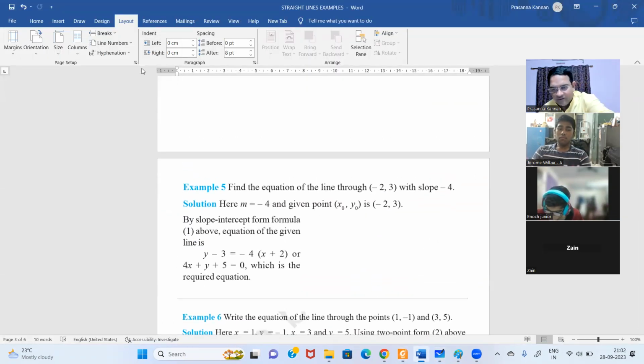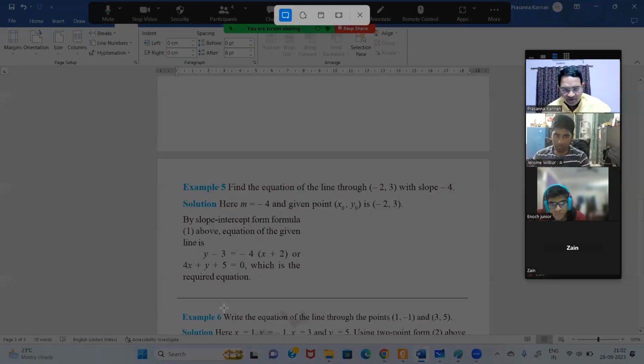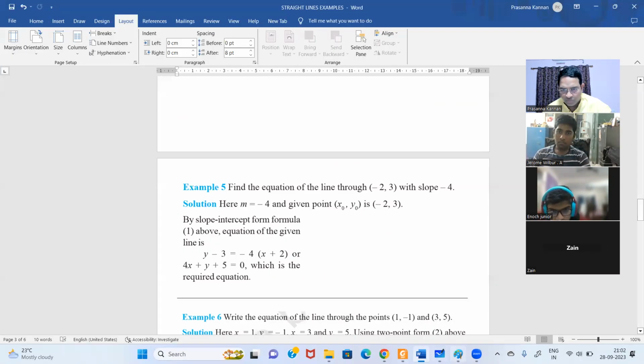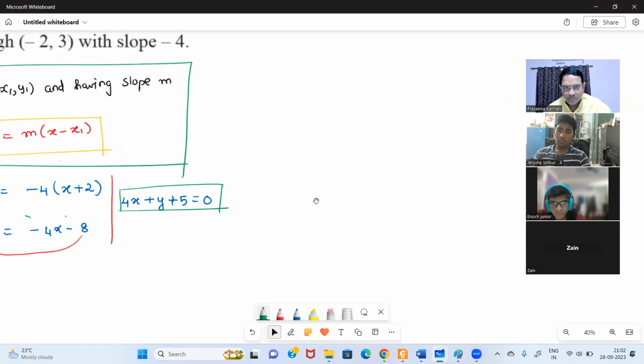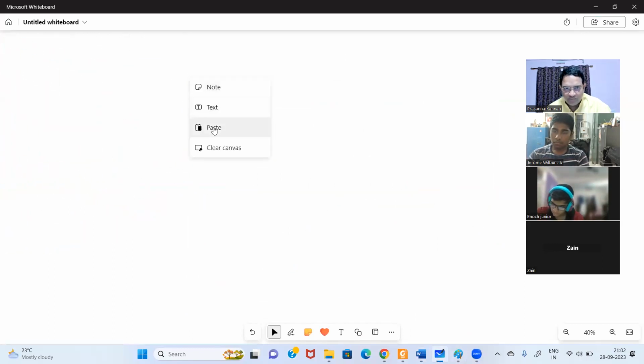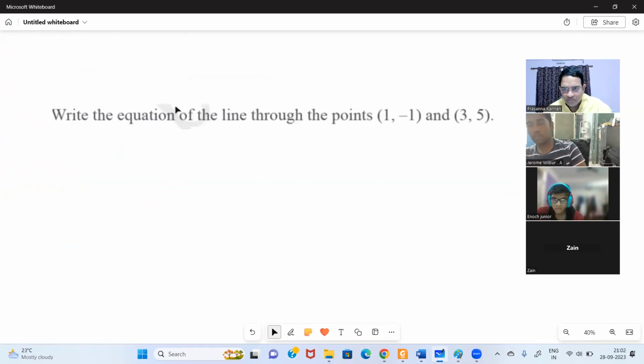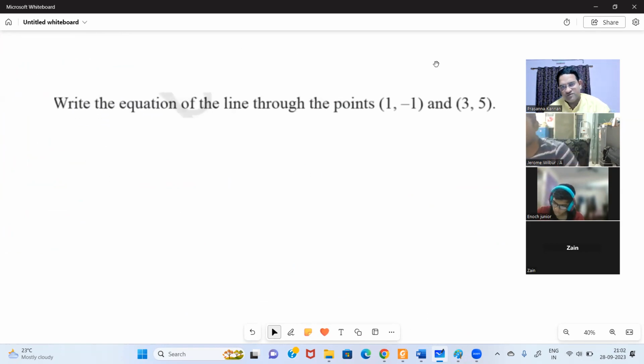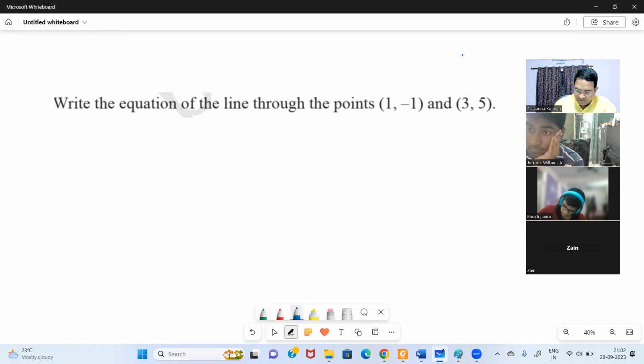Now find the equation of the straight line that's passing through 2 points. Have you taken this down? Can we move on to the next question? Yes, sir. Find the equation of the line passing through 2 points. So let me call these 2 points x1, y1 and x2, y2.